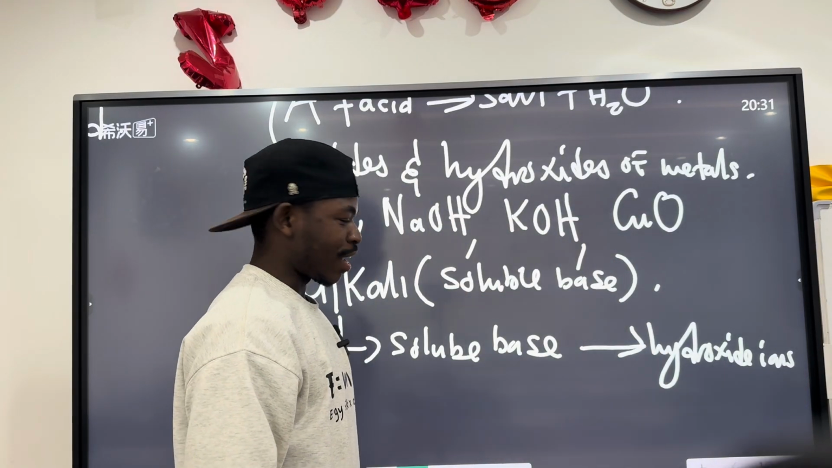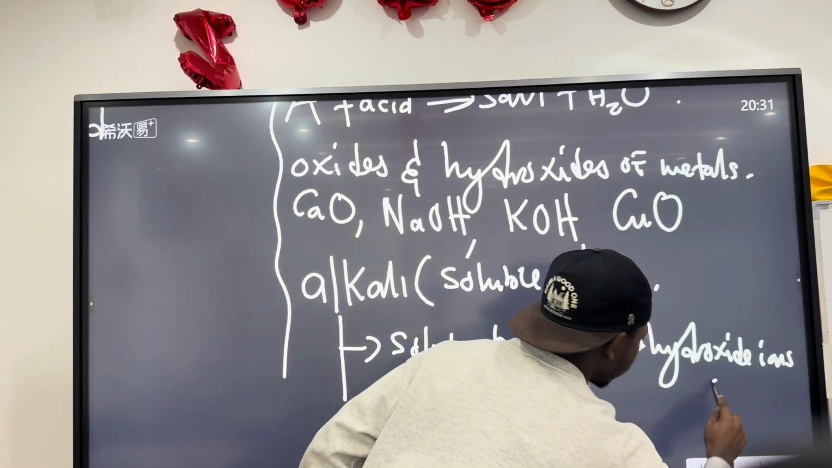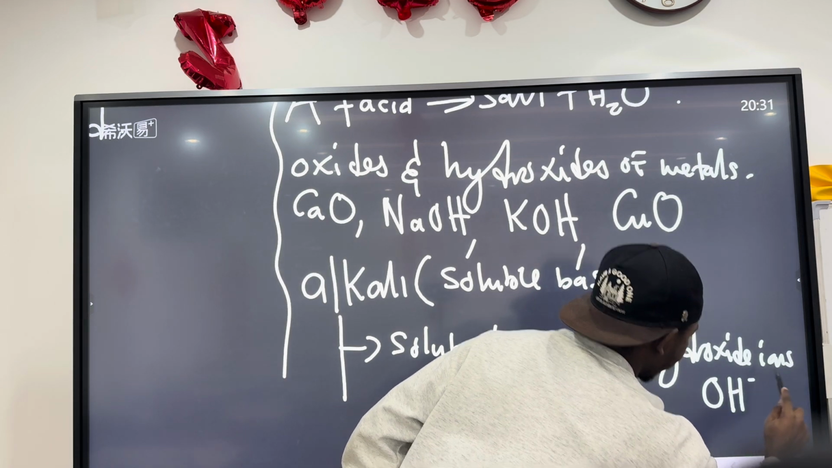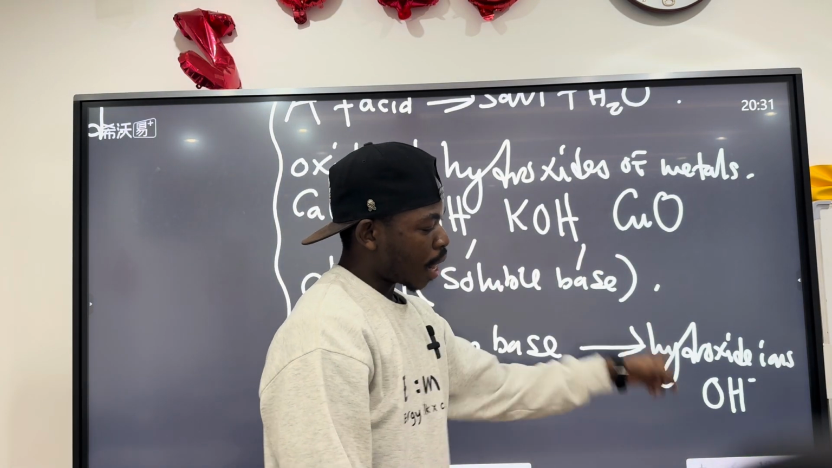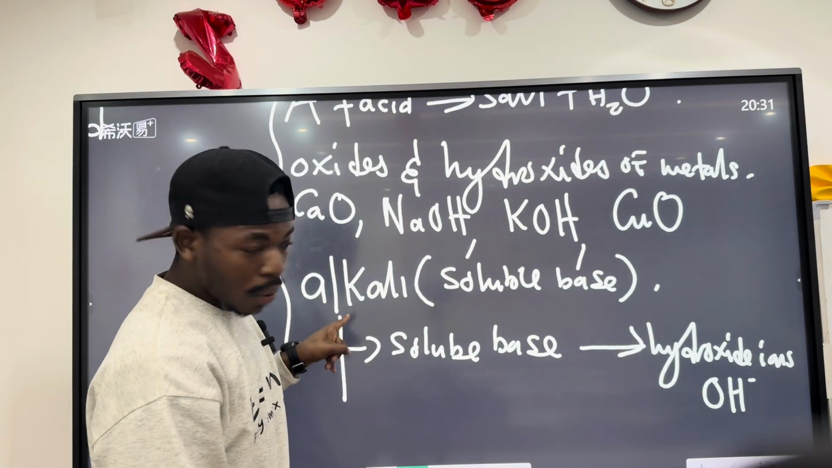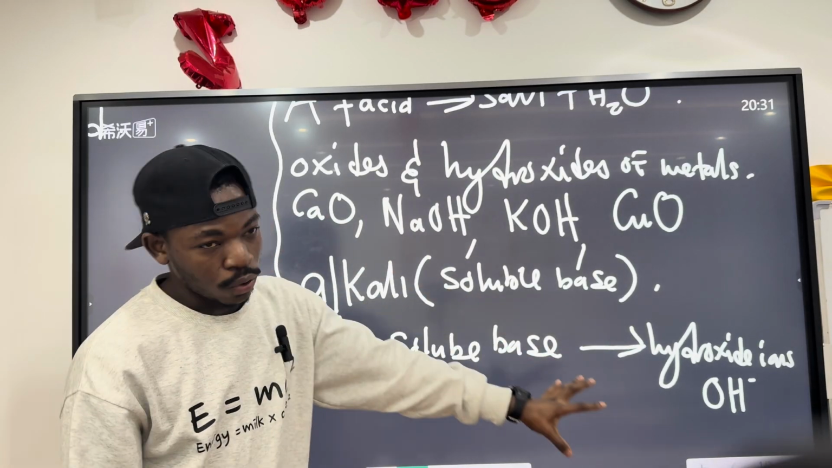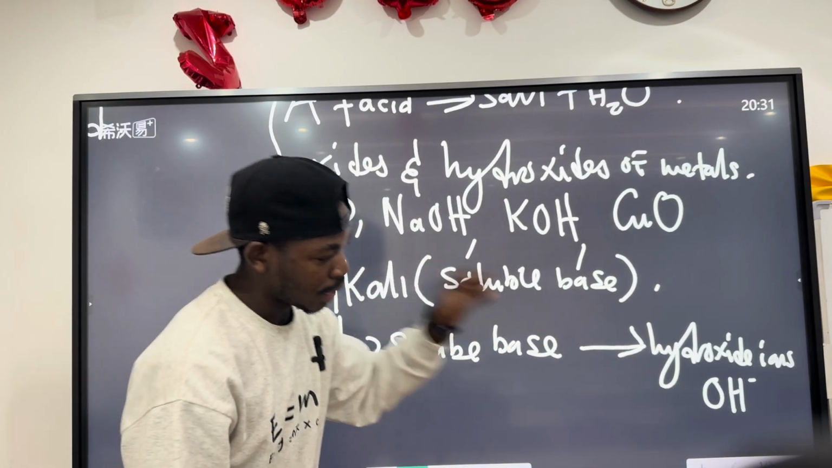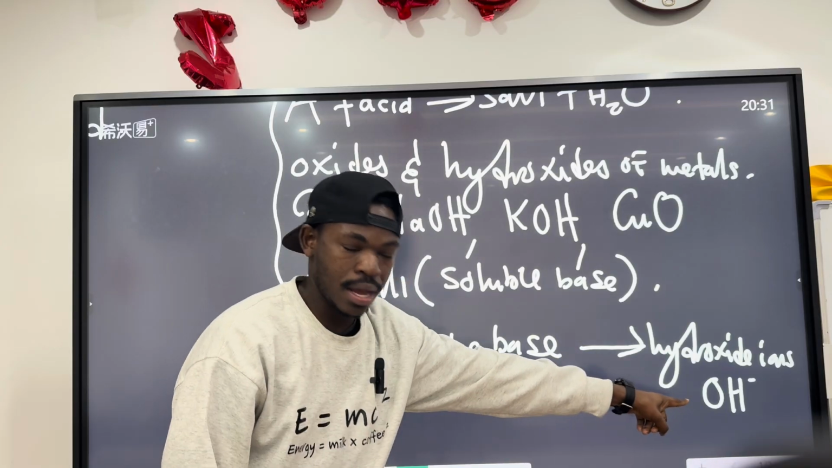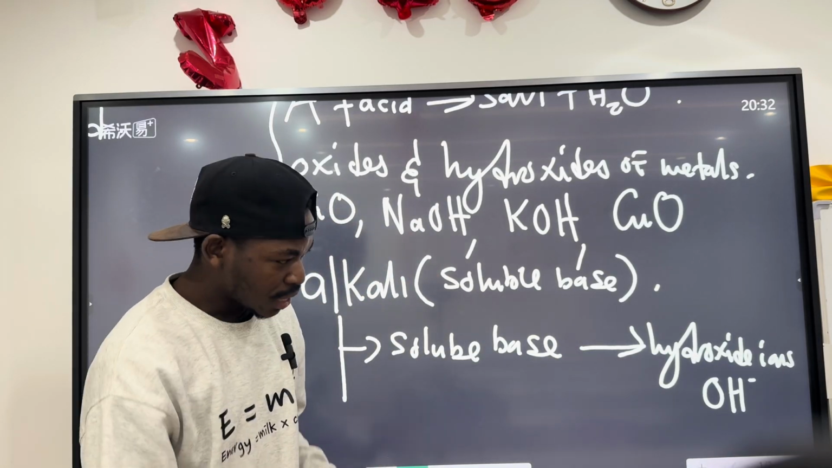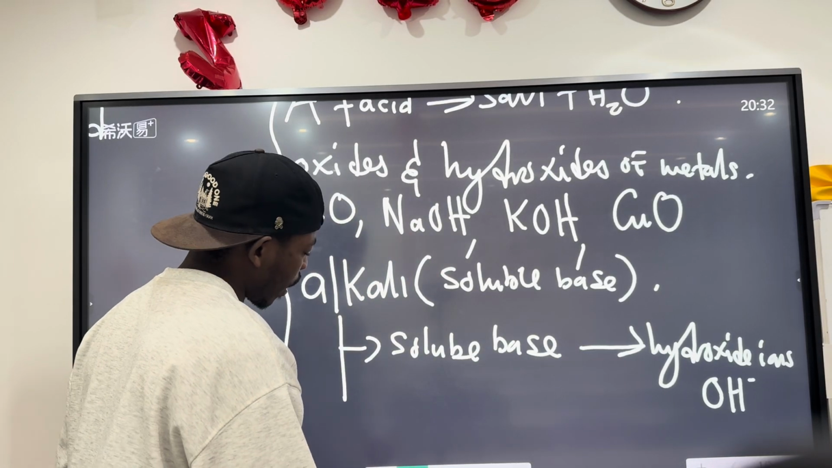What are these hydroxide ions? What do they look like? This is how we write hydroxide ions, like that. Okay? So these alkalis are able to dissolve in water. Then once they dissolve in water, they will release the hydroxide ions. What are some examples of the alkalis?